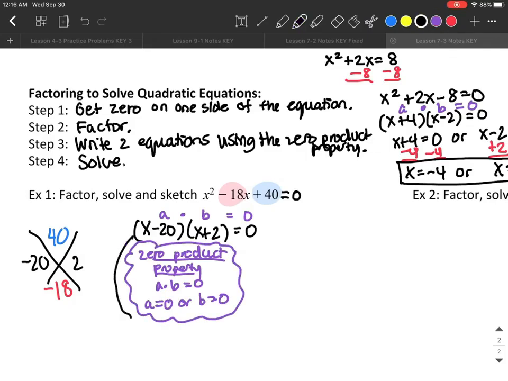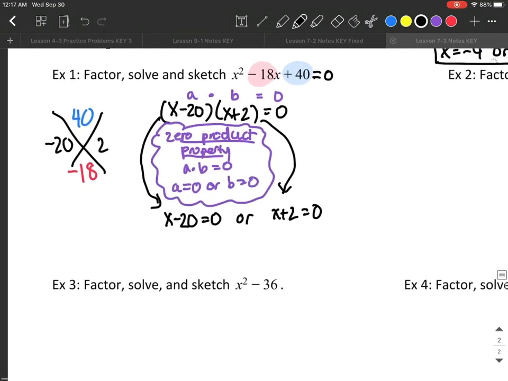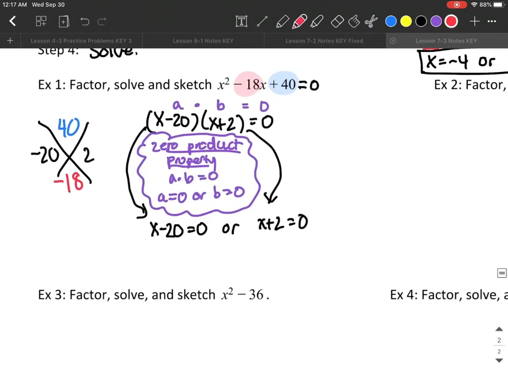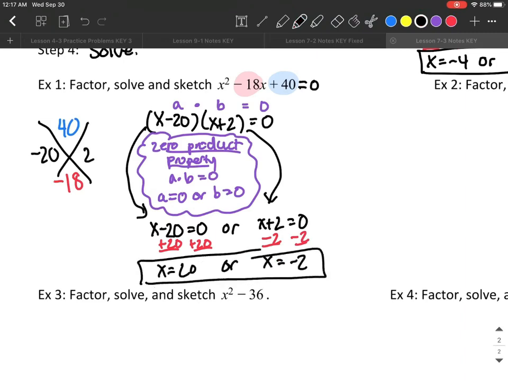To write my two equations, x minus 20 is equal to 0, or x plus 2 is equal to 0. And then I solve those two equations. In the left equation, I'm adding 20 on both sides. In the right, I'm subtracting 2. And I'm going to end up with x is equal to 20 or x is equal to negative 2. And those are my answers.